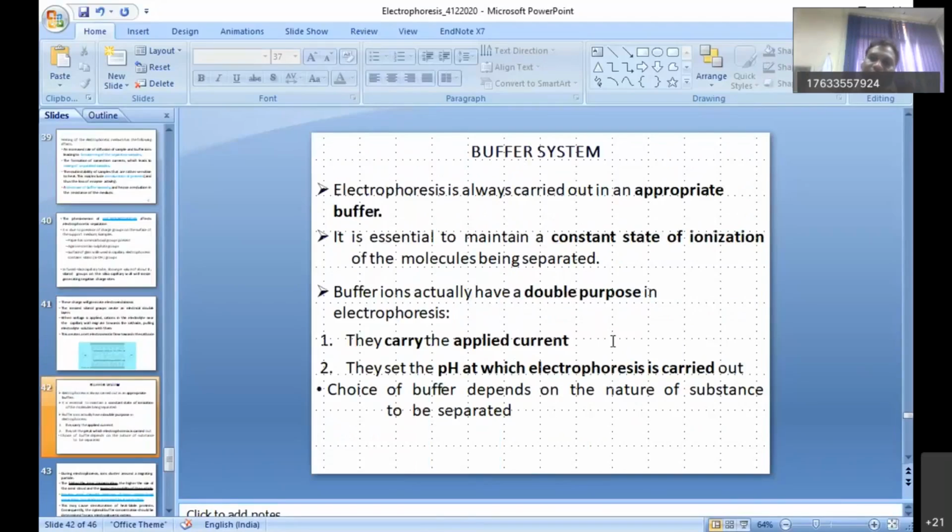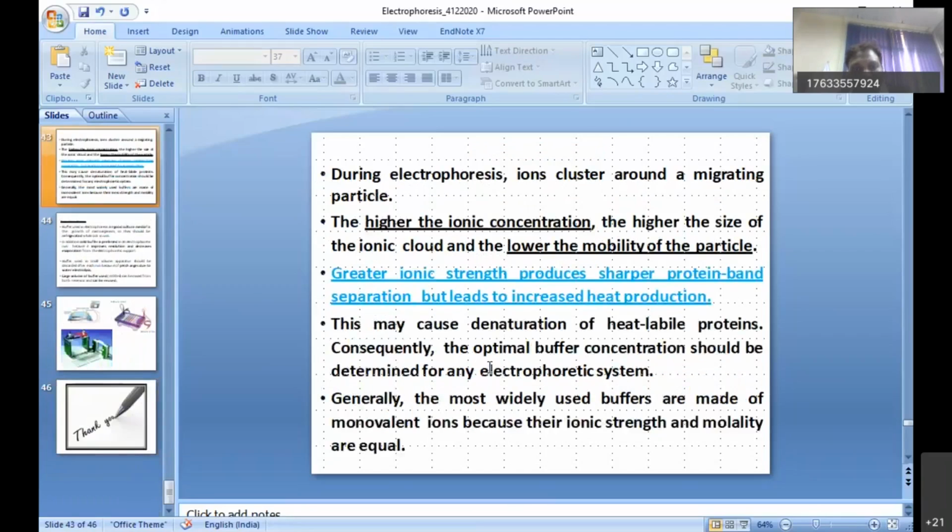One more important thing is the buffer system. The separation all depends on the buffer. Charged molecules are present in it, and they make your analyte negatively charged or positively charged depending on your experimental condition. So the buffer should be very good, and you have to take care of the buffer. The pH is a very important thing for the buffer. You have to check the pH and adjust your pH. That is an important thing.